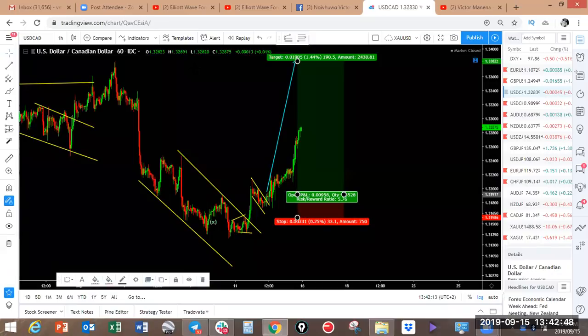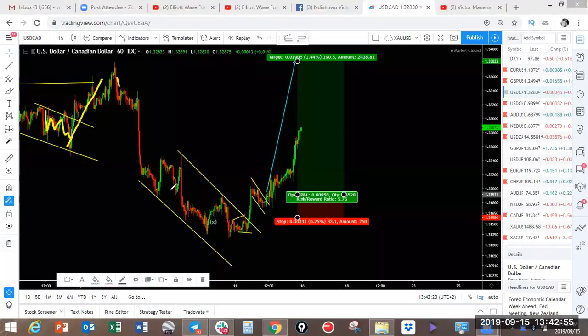So now, what have we done here? I've shown you how we forecasted the pair. We forecasted that this was going to make a move here, going to make a move there, it's going to make a move here.